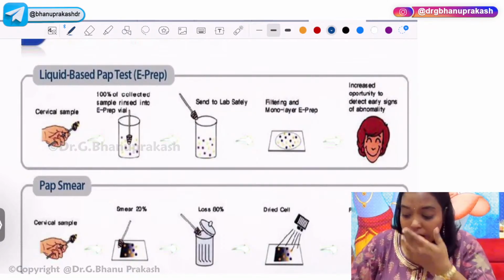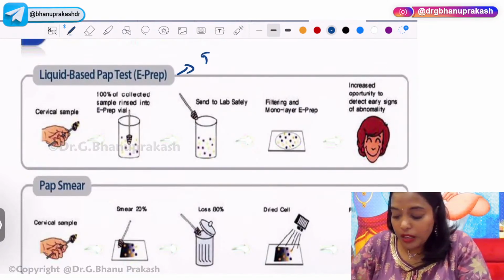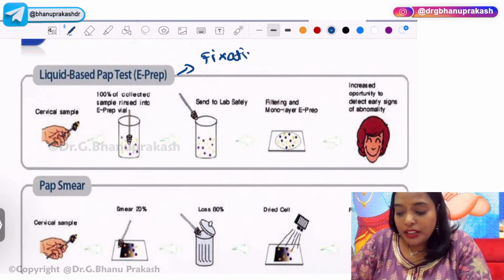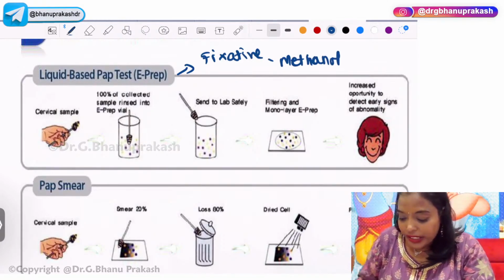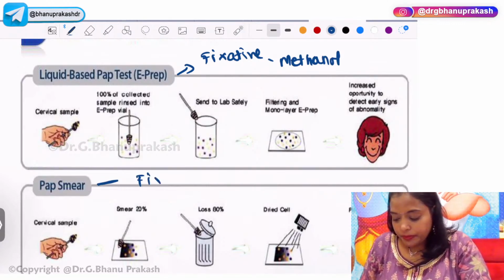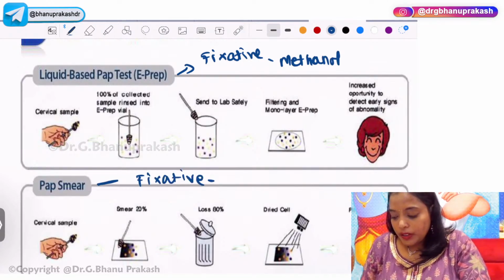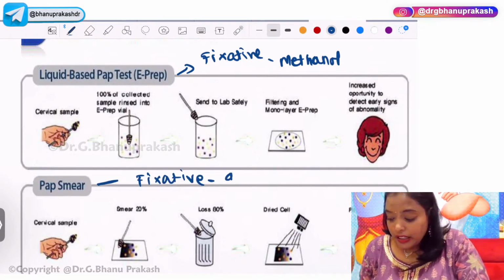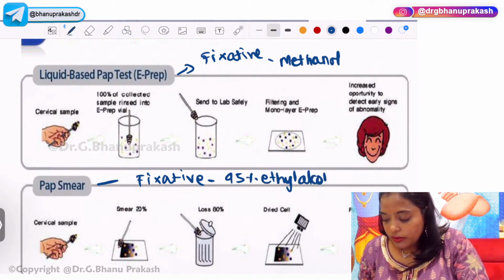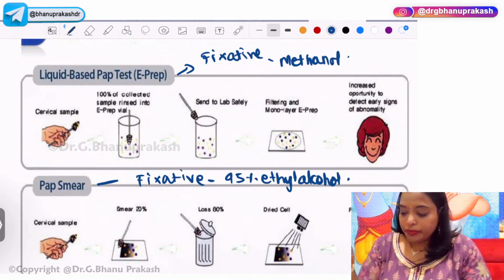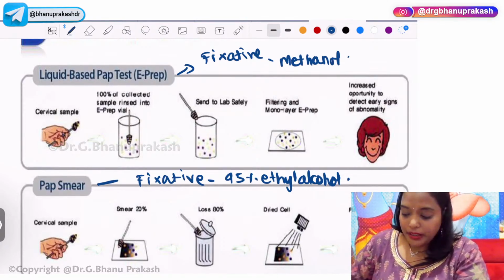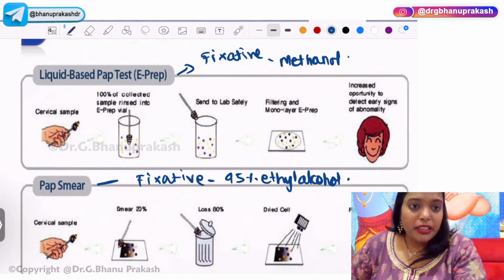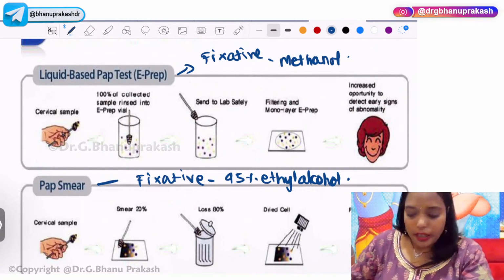What is the fixative for LBC? The fixative for LBC is methanol. What is the fixative for pap smear? The fixative for pap smear is 95% ethyl alcohol.